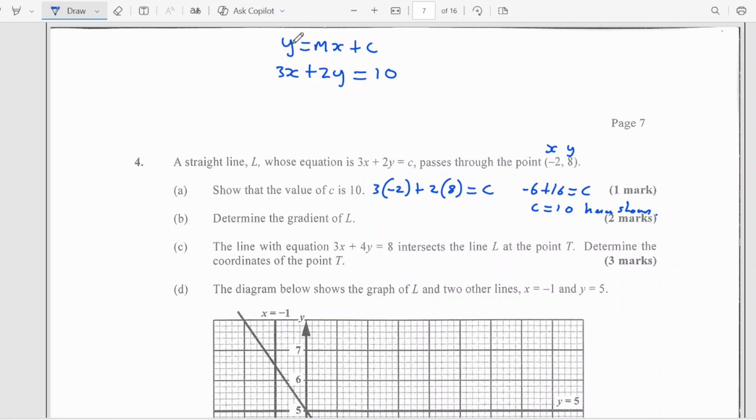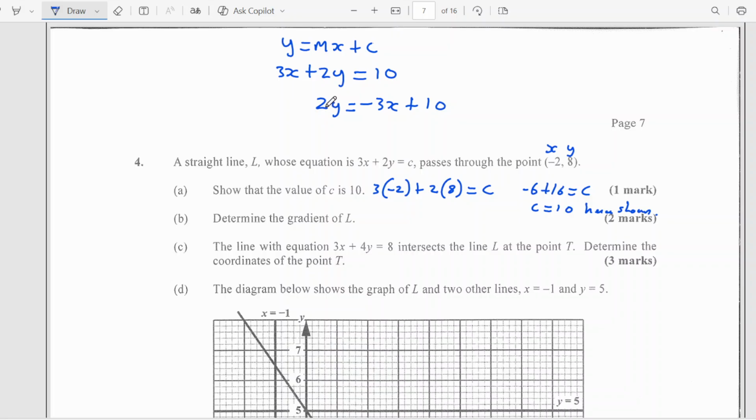Look where the y is. The y is on the left hand side, right? So that needs to remain on the side. So we carry across the 3x. When the 3x goes across, what does it become? Right, negative 3x plus 10.